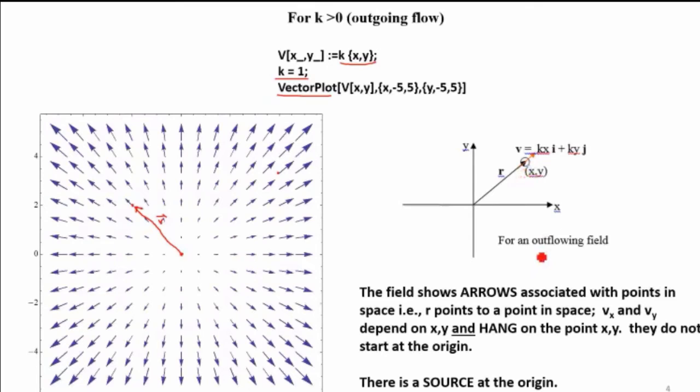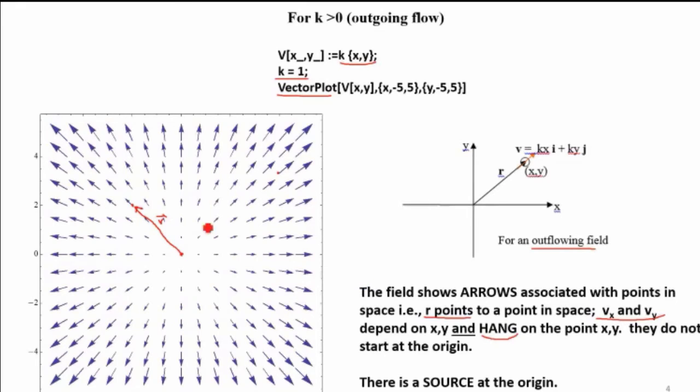For a positive k, you have an outflowing field. So the field shows arrows associated with points in space, in other words the r points, to a point in space that then gives you the vector components that depend on x and y. And I claim here that they hang on the point. In other words, their tails are at the point that you're interested in. That's just symbolic. And they do not start at the origin. So in other words, the vector v does not start here. That's the vector r. These vectors all start out in space at some coordinate.